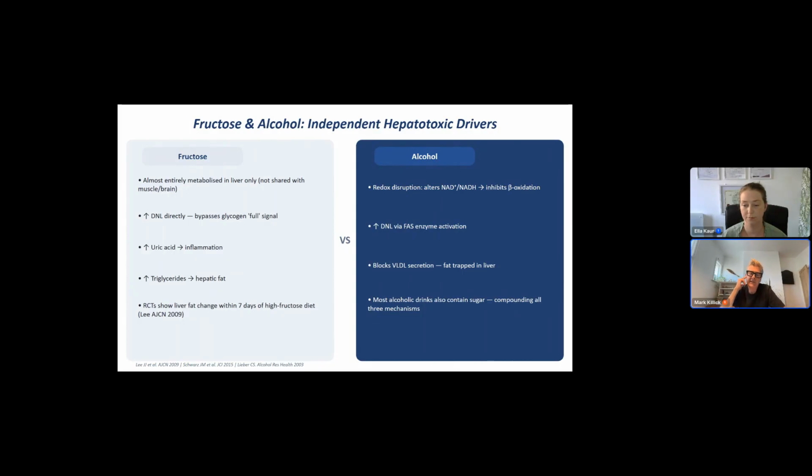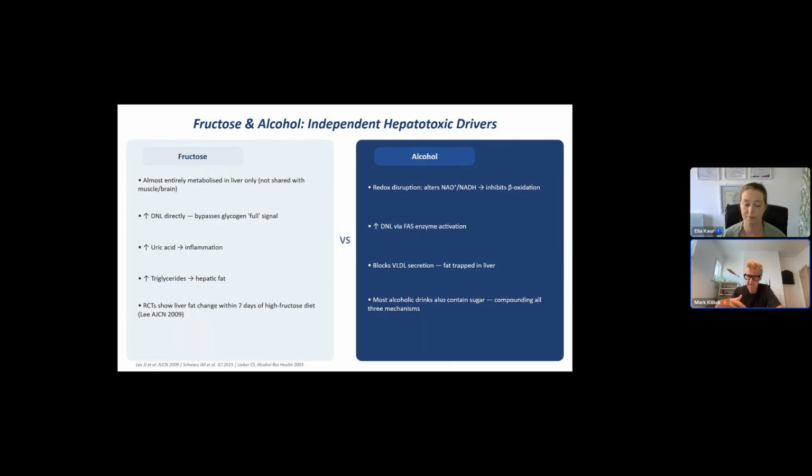What that does is it actually shifts the NAD+ to NADH ratio, and this then inhibits beta oxidation, so that we can no longer burn the fat. Instead, we're storing the fat. So it's another way in which we store the fat.